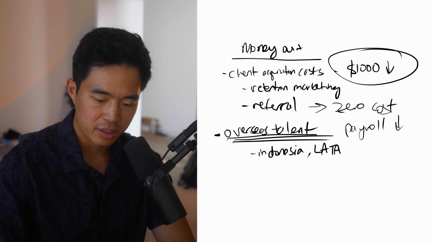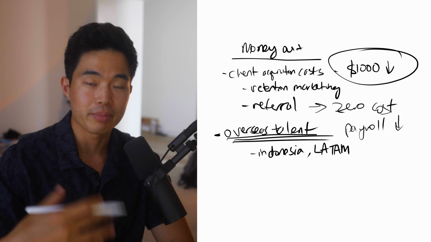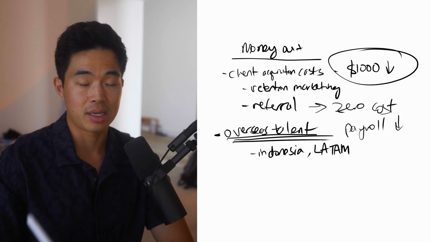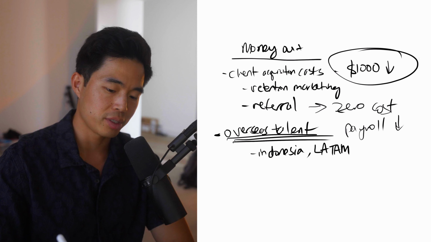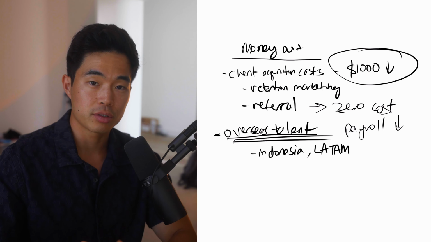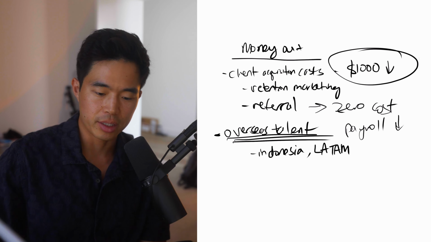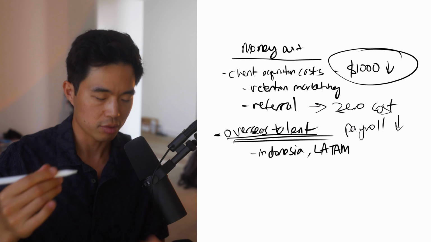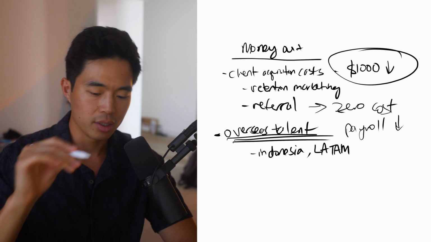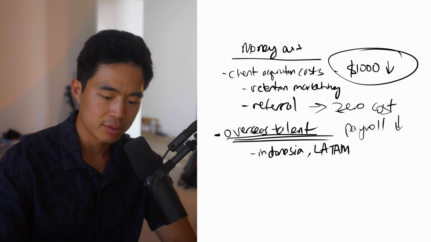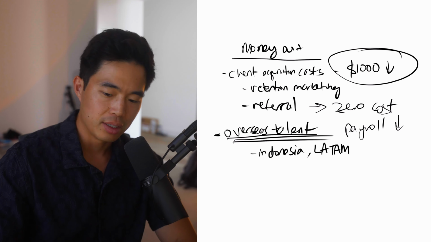What else do we have? LATAM. So LATAM stands for Latin America. So we have Mexico, Argentina, Brazil, stuff like that. Great if you want someone that's in the same time zone as you, because a lot of these countries are very similar to US time zones, right? Argentina is basically New York time zone. And then you have Mexico, which is basically the same thing as California time zone. So it spans PST to CST to EST quite well. Indonesia, of course, is quite different.